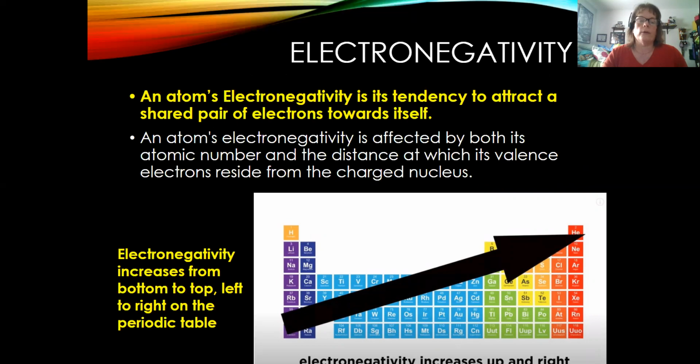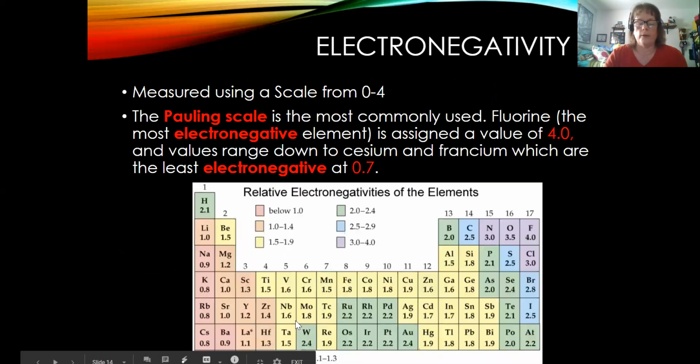Electronegativity is a tendency to attract a shared pair of electrons toward itself. Its electronegativity is affected by both its atomic number and the distance at which the valence electrons reside from the nucleus. The electronegativity increases from the bottom to the top and from left to right. So this means more electronegativity up here and less down here. We have a scale that we use to measure the electronegativity. It's named after Pauling, of course, one of the scientists that we made our timeline from in Unit 2.